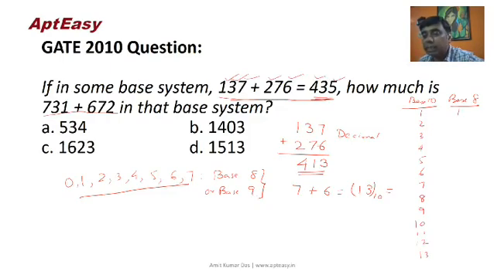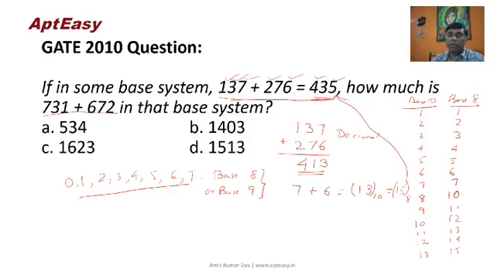Now in base 8, it will be 1, 2, 3, 4, 5, 6, 7, and then it becomes 10, then 11, 12, 13, 14 and 15. So it will become 15 in base 8. Yes, it's matching because we have 5 here. So definitely this means that this addition is in base 8.